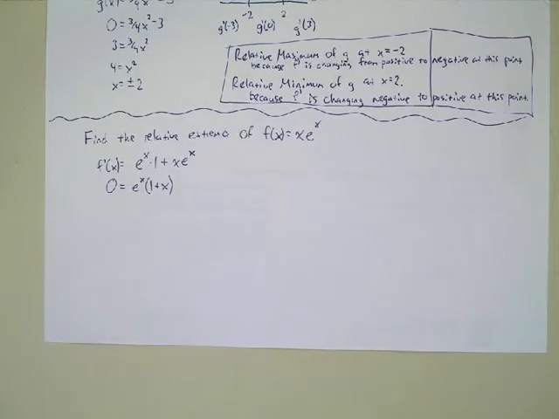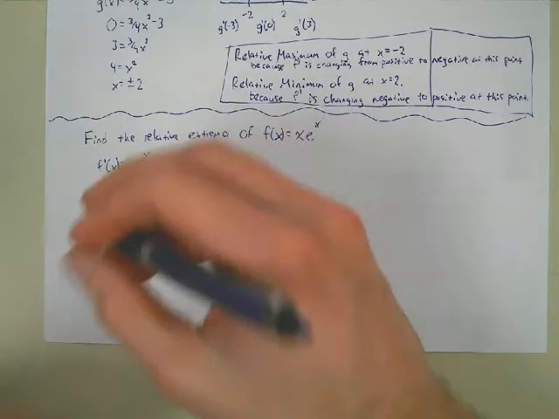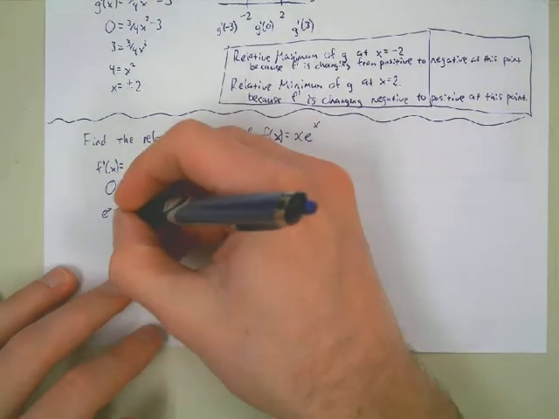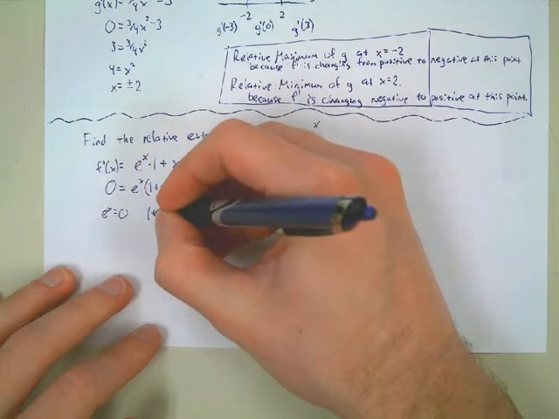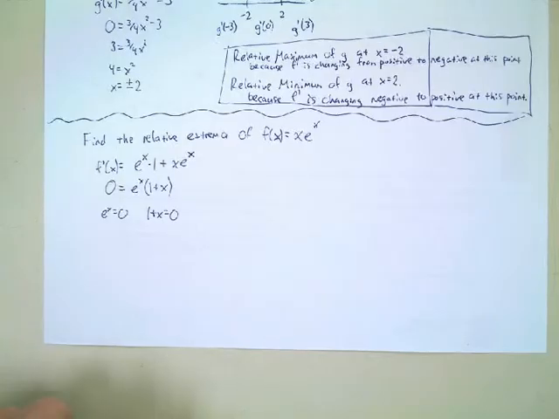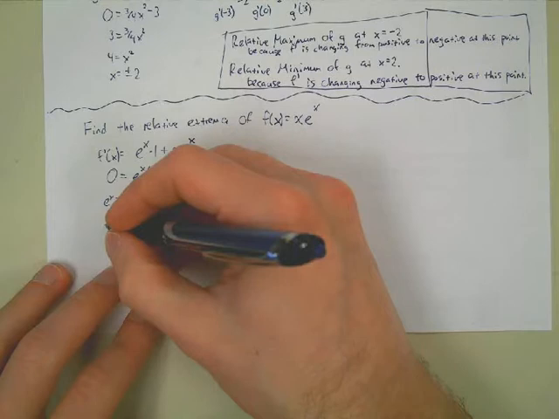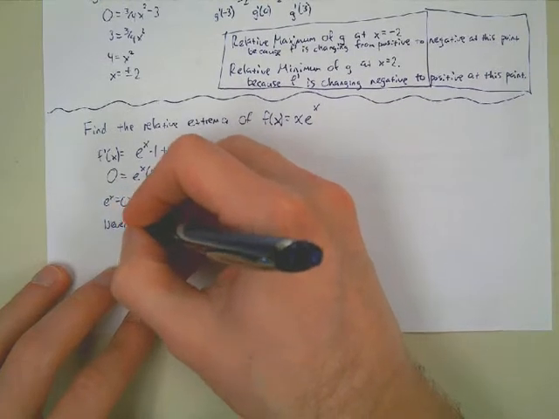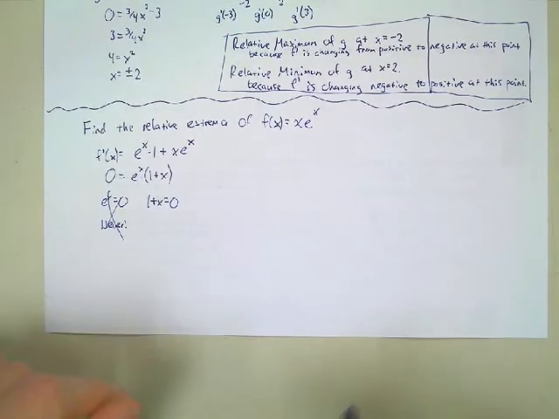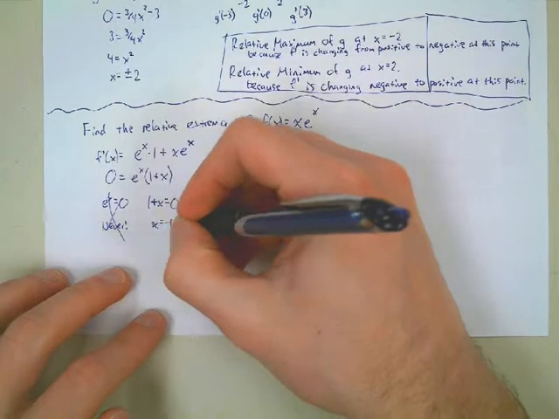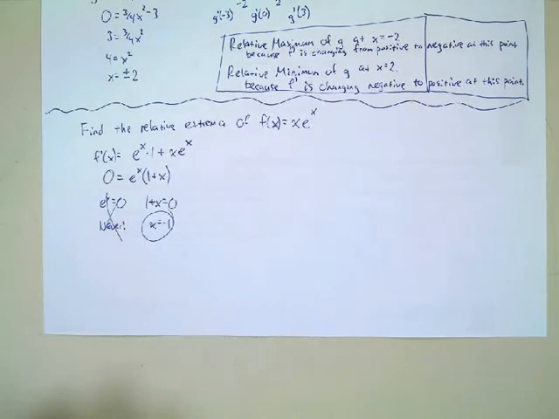All right, great. So Anna, now what? Okay. So yeah, set each factor there equal to 0. When does e to the x equal 0, Anna? Never. And then the other one's easy, right? It's a very simple equation. Great. Thank you, Anna. Let's go to Connor. Now what?